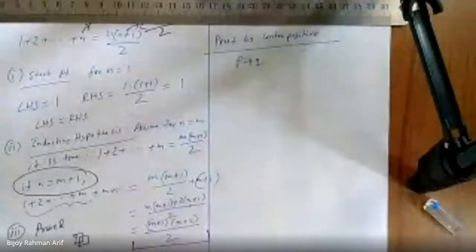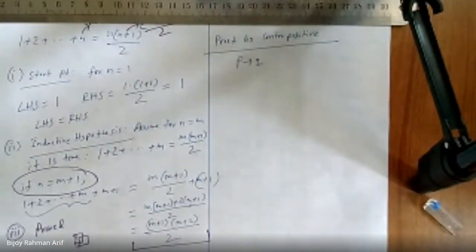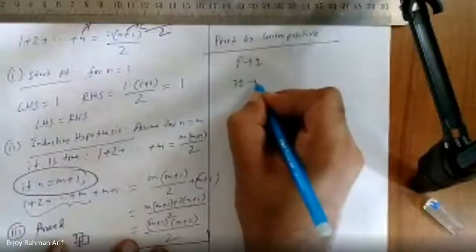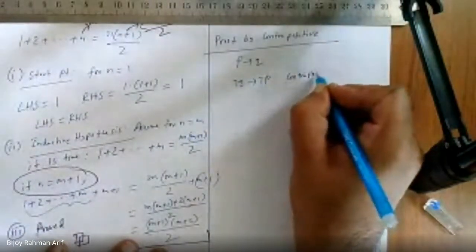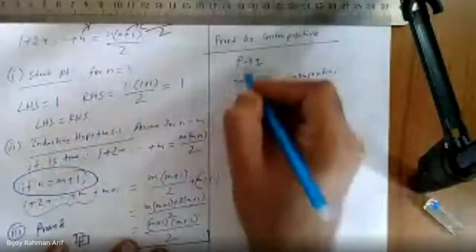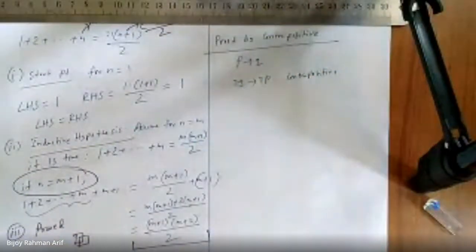If P implies Q, what is the contrapositive of this? Not Q implies not P. So this is the contrapositive. What is the relation between these two?